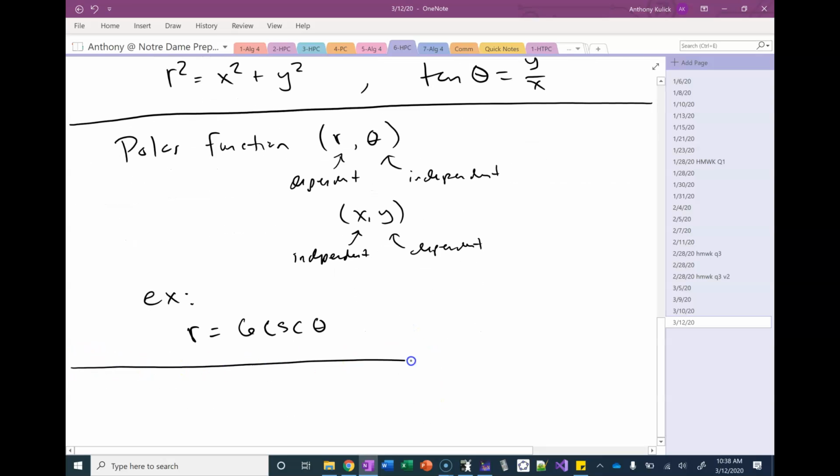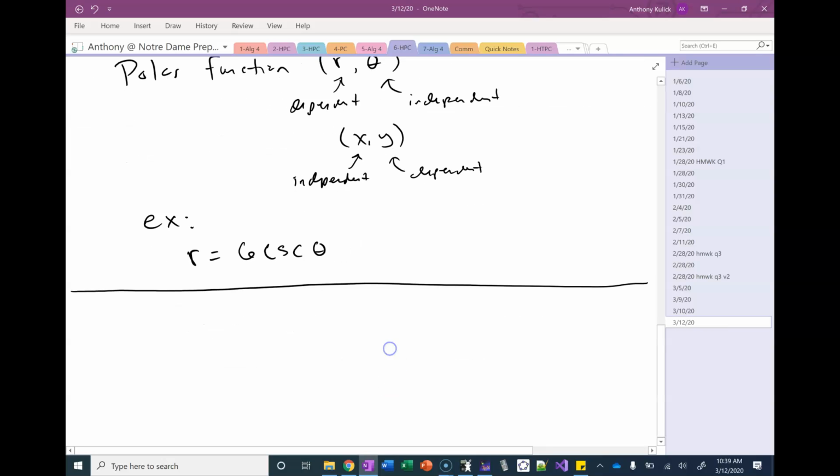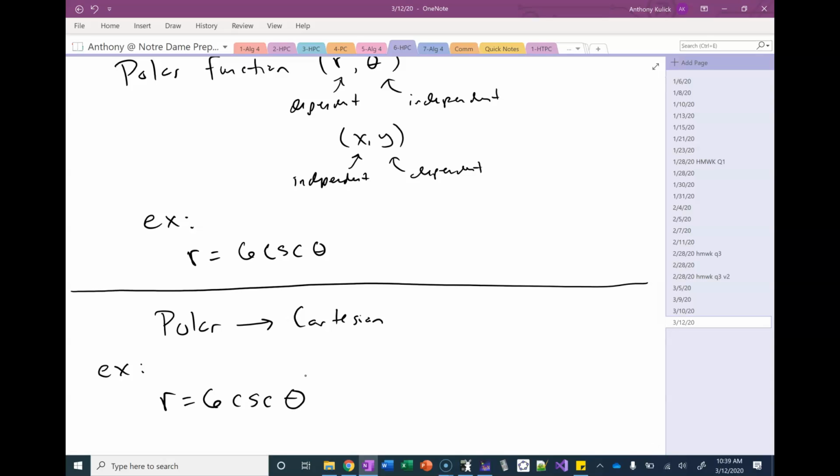So most of today, what we're going to do is spend translating back and forth between a function that's written in polar form and a function that's written in Cartesian form, or vice versa. So let's start going polar to Cartesian. And let's actually start with this first example. r is equal to 6 cosecant theta. So my goal here in converting this into Cartesian form is to eliminate the r and the theta and replace them with x's and y's. Everybody's okay with that plan?